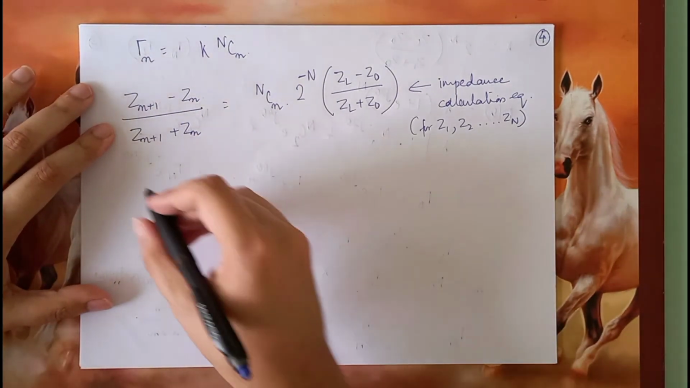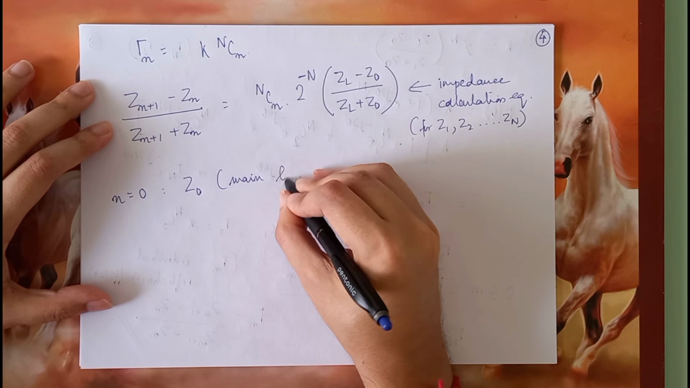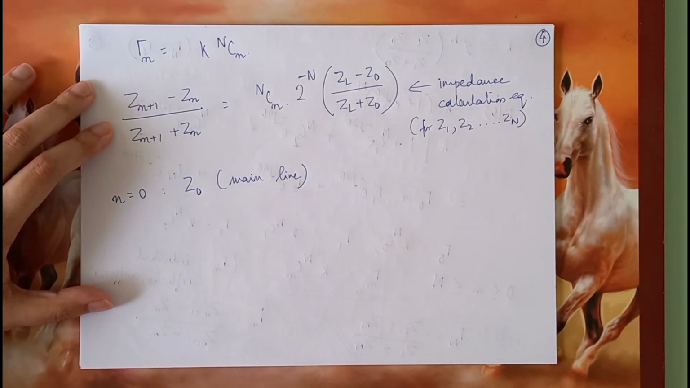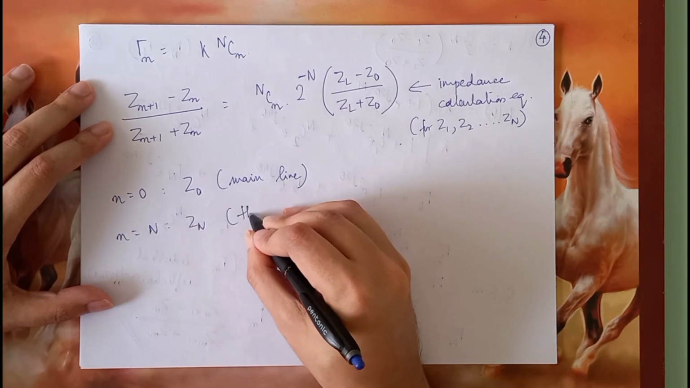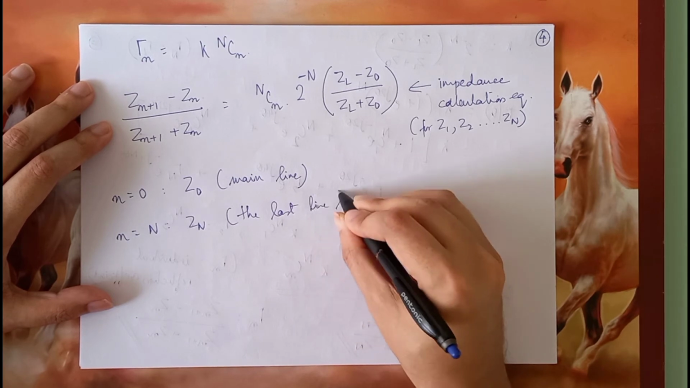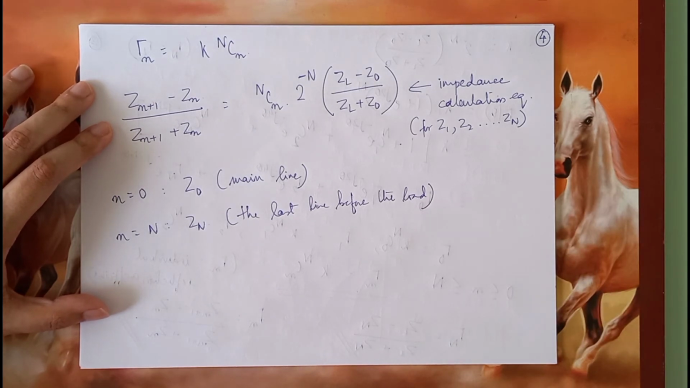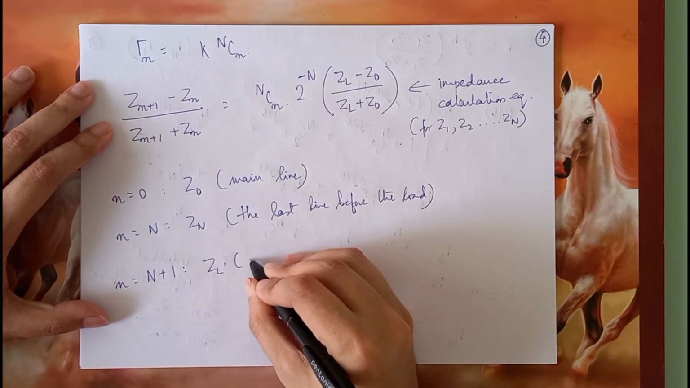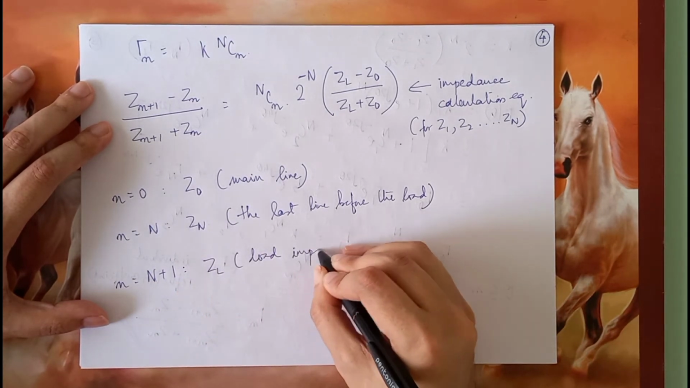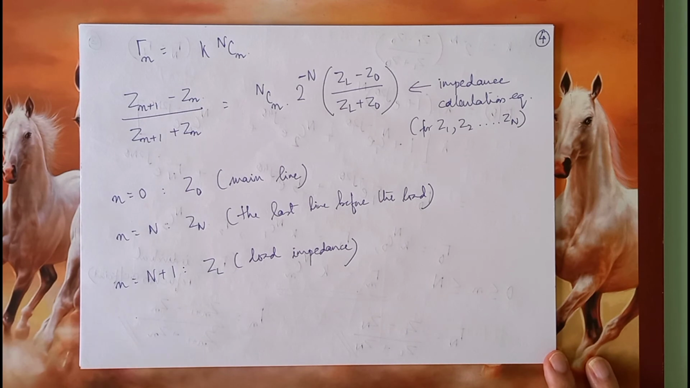So if n is equal to 0, that means it is Z0, that is the main line. And n equal to capital N means Zn, that is the last line before the load. And if n equals N plus 1, that means it is ZL, the load impedance. So that's all there is.